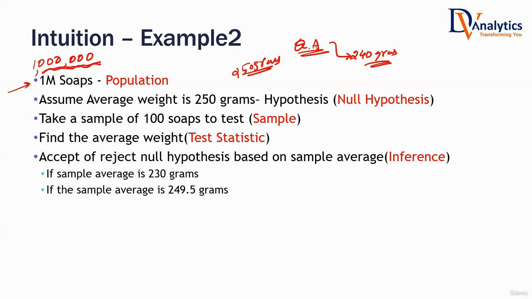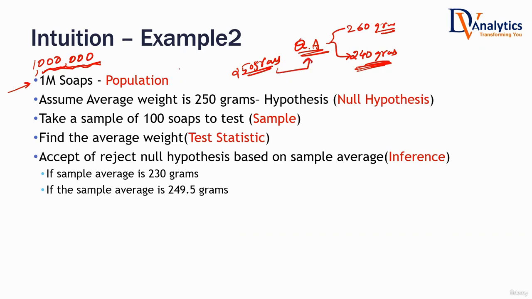Is that really a bad sign for the company? It may actually hamper our reputation. Maybe we pay very little compensation to that customer, but reputation wise, we lose a lot. So we cannot have lesser weight. What happens if the weight of the soap is higher than what it should be? That is a loss to the company. It has to be neither higher nor lower. It has to be 250 grams. And this is your job to ensure that.